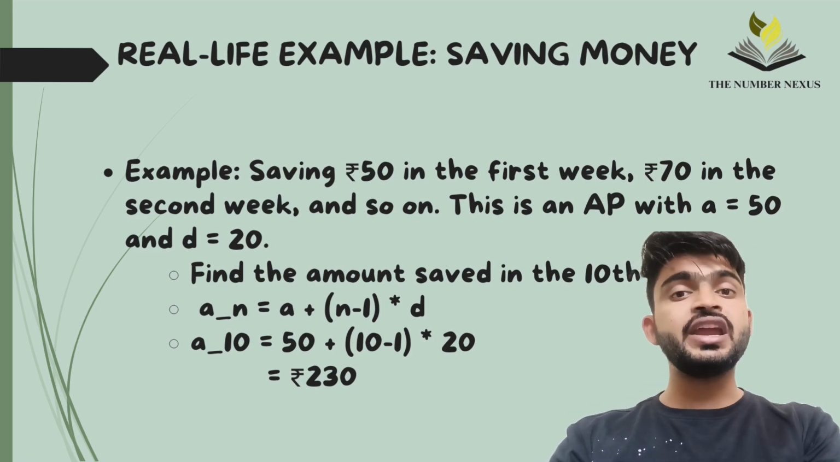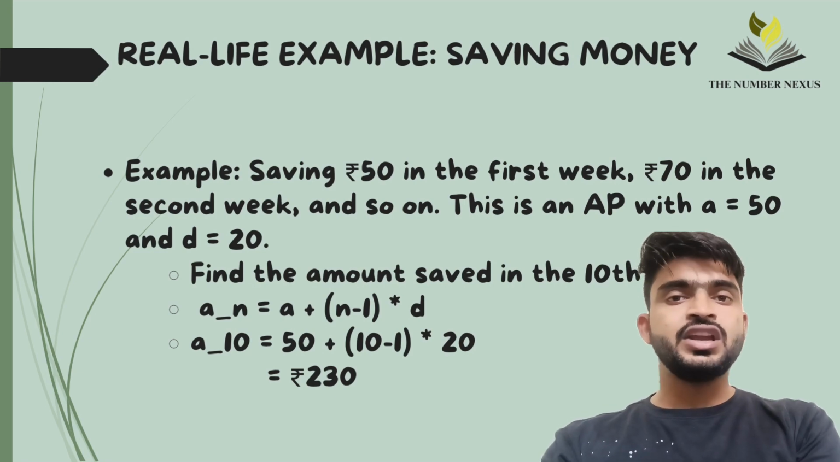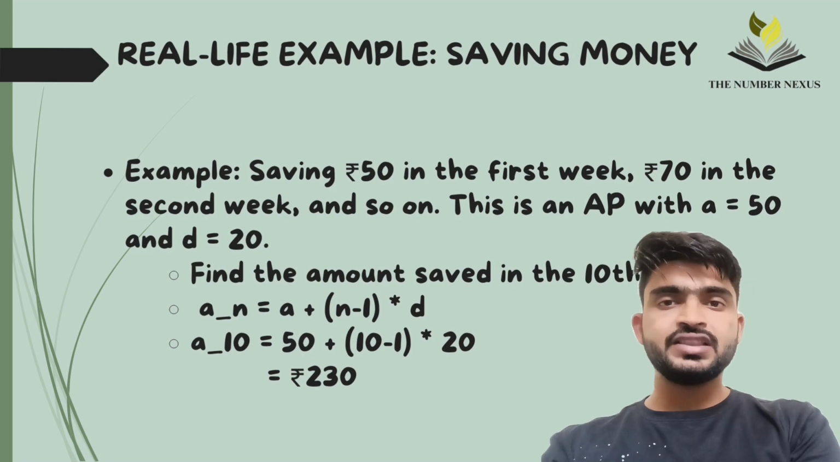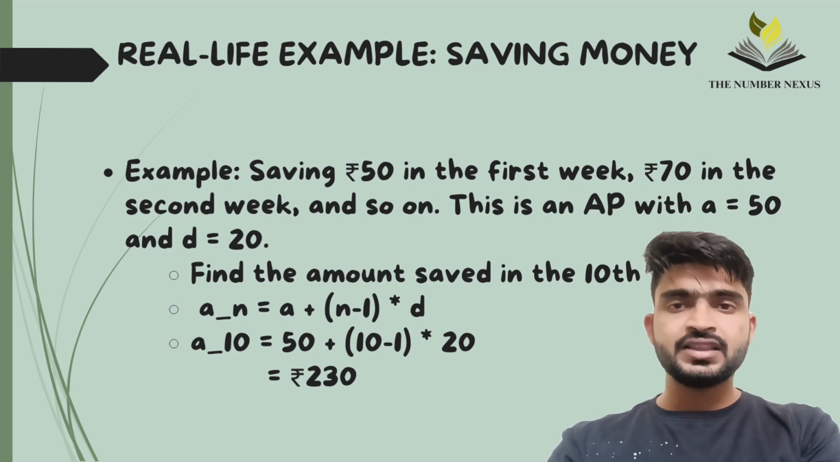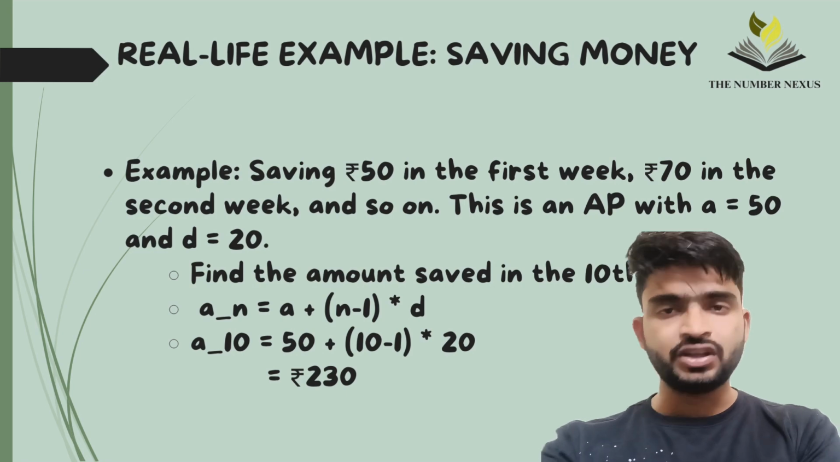We have to calculate a_10 equal to 50 plus (10 minus 1) into 20. That is 50 plus 9 into 20, that is 50 plus 180, that is 230. So in the 10th week, we are going to save 230 rupees.